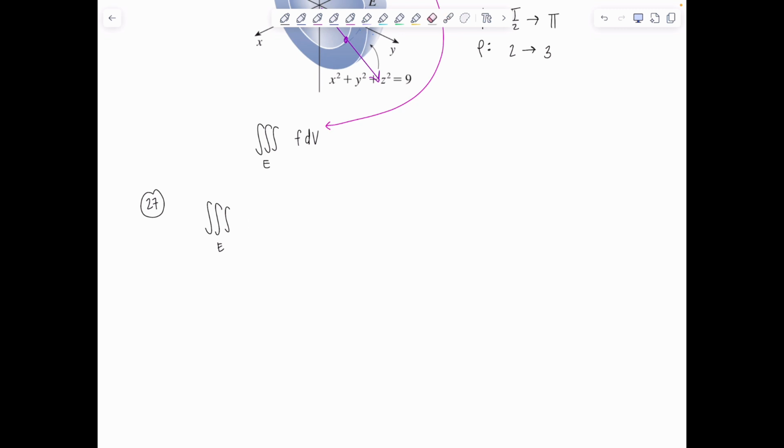Problem 27: evaluate the triple integral over E of x e to the x squared plus y squared plus z squared dV, where E is the portion of the unit ball, x squared plus y squared plus z squared less than or equal to 1, that lies in the first octant. Okay.